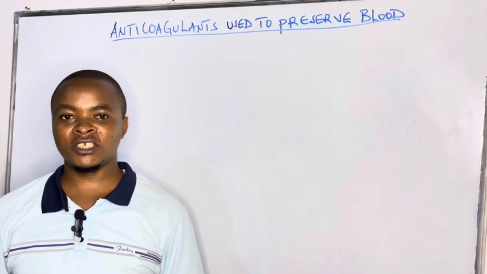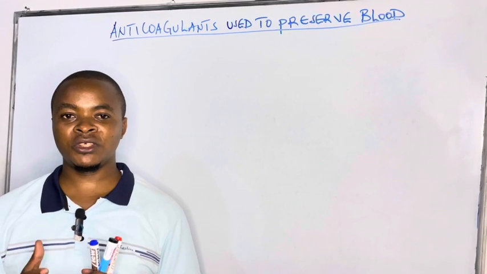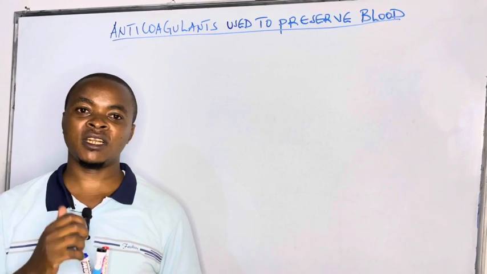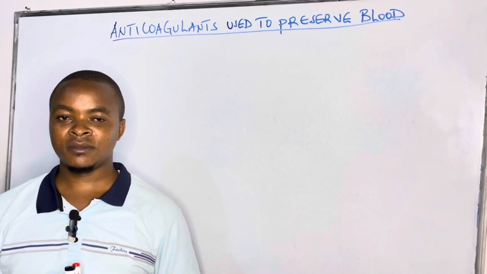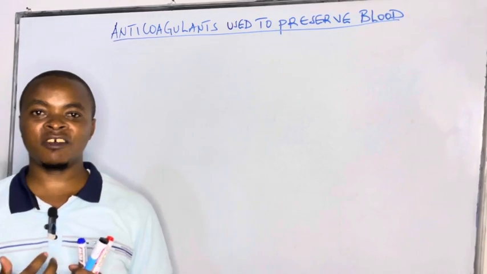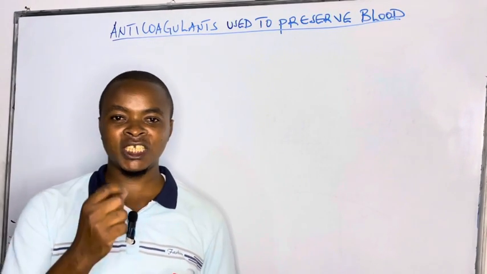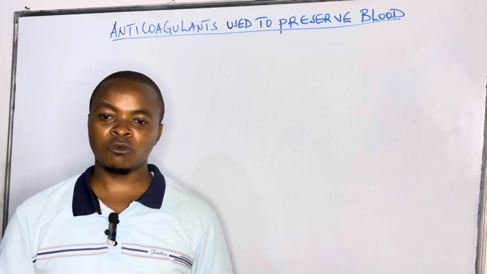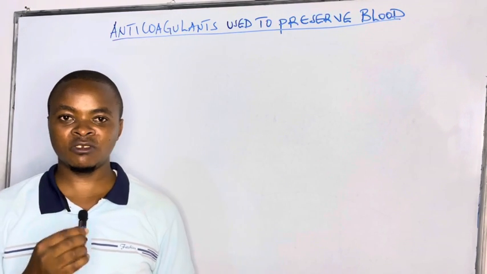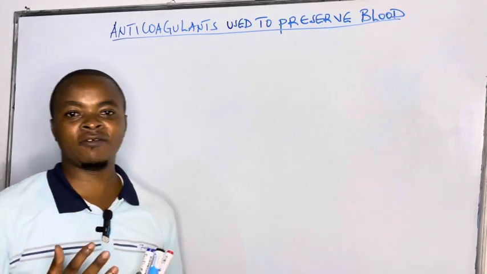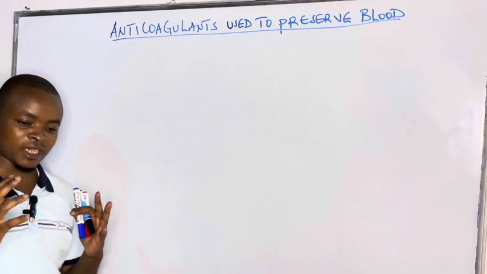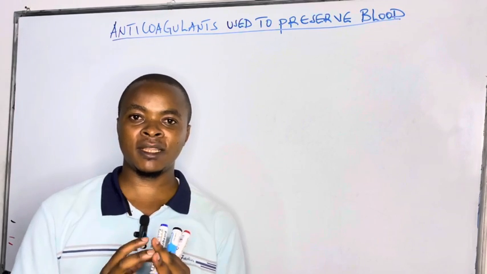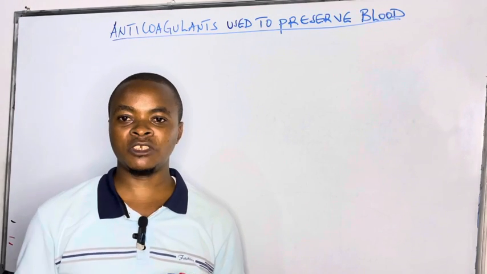Hello, in today's session, I want to discuss with you anticoagulants used especially in the hematology laboratory. We want to see how we can preserve blood which is collected, to keep it the same way it was in the body. So we want to look at different anticoagulants or preservatives that we can use to make sure the blood remains in its normal state, and the cells remain in their normal morphology without alteration.